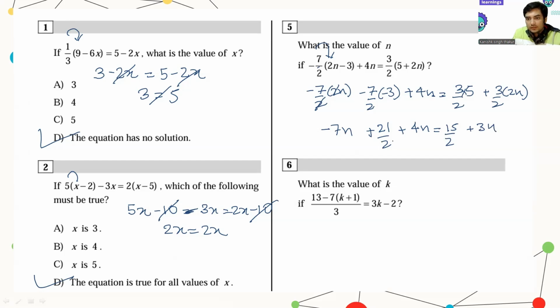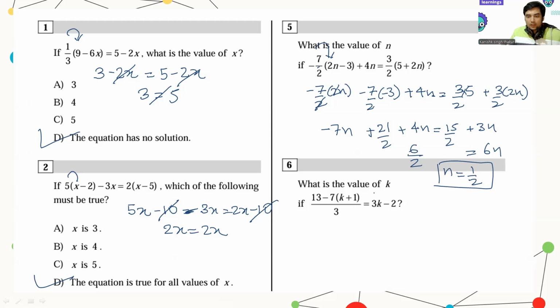Negative 3n plus 3n will give you 6n. And then 21 divided by 2 is 6 divided by 2. So n will be equal to half. This is what you'll get.